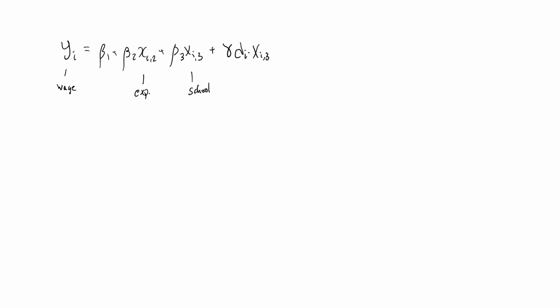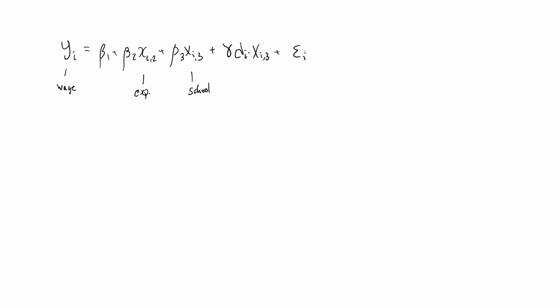So let's say that my initial model is yi equals beta 1 plus beta 2 xi2 plus beta 3 xi3, where these could be anything, but in the example this was wage, experience, school. To this we add an interactive dummy, so let's call that gamma, and I did it with the school, so di times xi3, plus an error term.